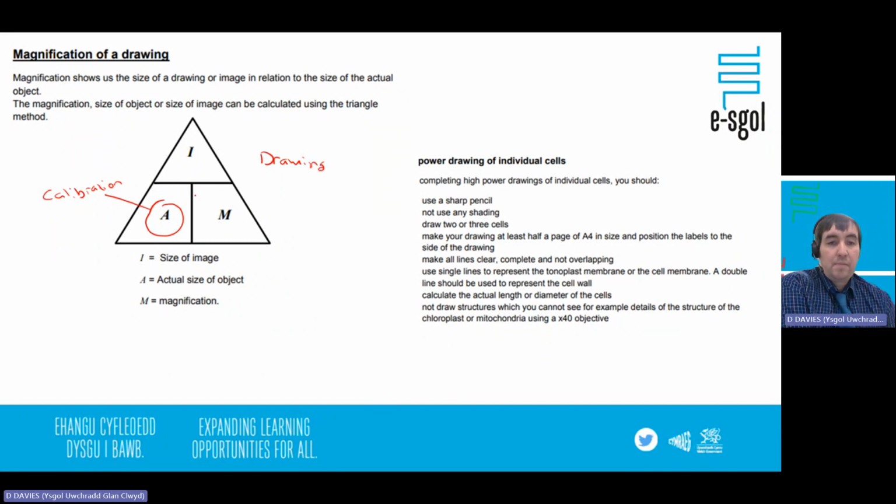So this is a formula triangle. Quite an easy thing to draw if you can remember. I at the top, M at the bottom. I stands for the image size, so that's the size of the picture. M is for magnification. So M is how many times bigger the picture is than the real thing.